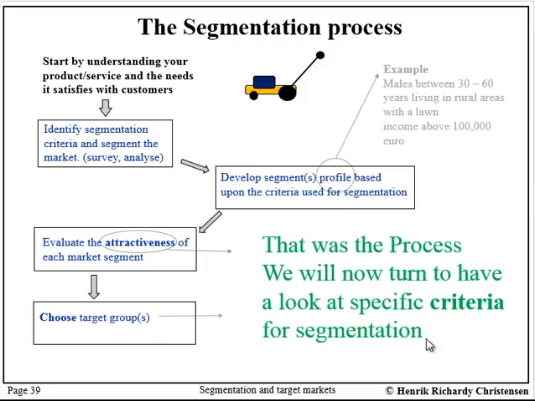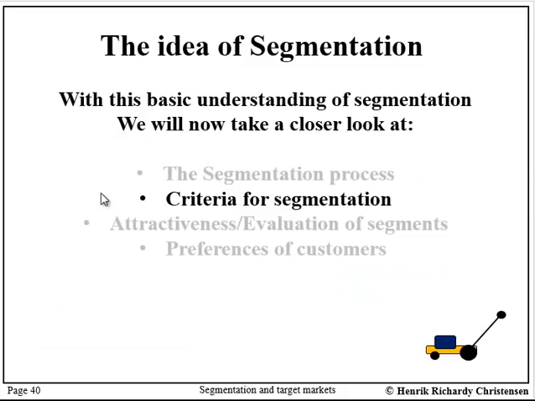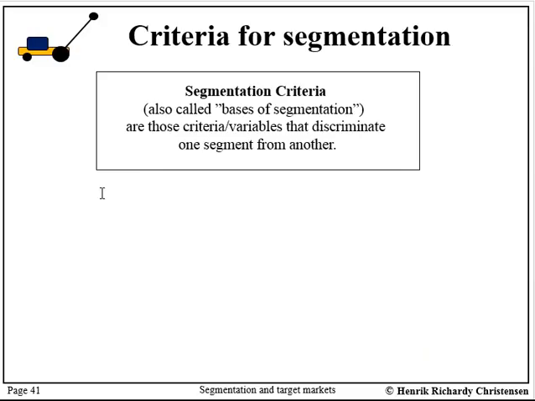So that was the process, and we'll now turn to have a look at the specific criteria that will be used for segmentation. That means those criteria that we use up here in the first step in order to figure out how we can divide the whole market into smaller parts. So, criteria for segmentation. Criteria for segmentation is also called the basis of segmentation. And these are the criteria, or some call them variables, that discriminate one segment from another.